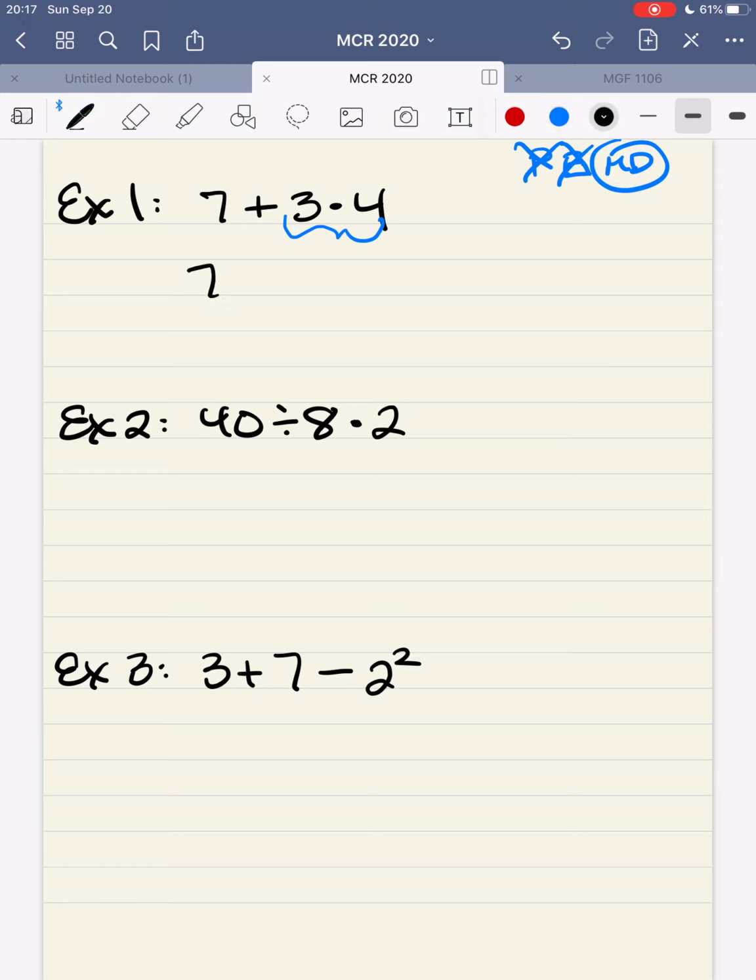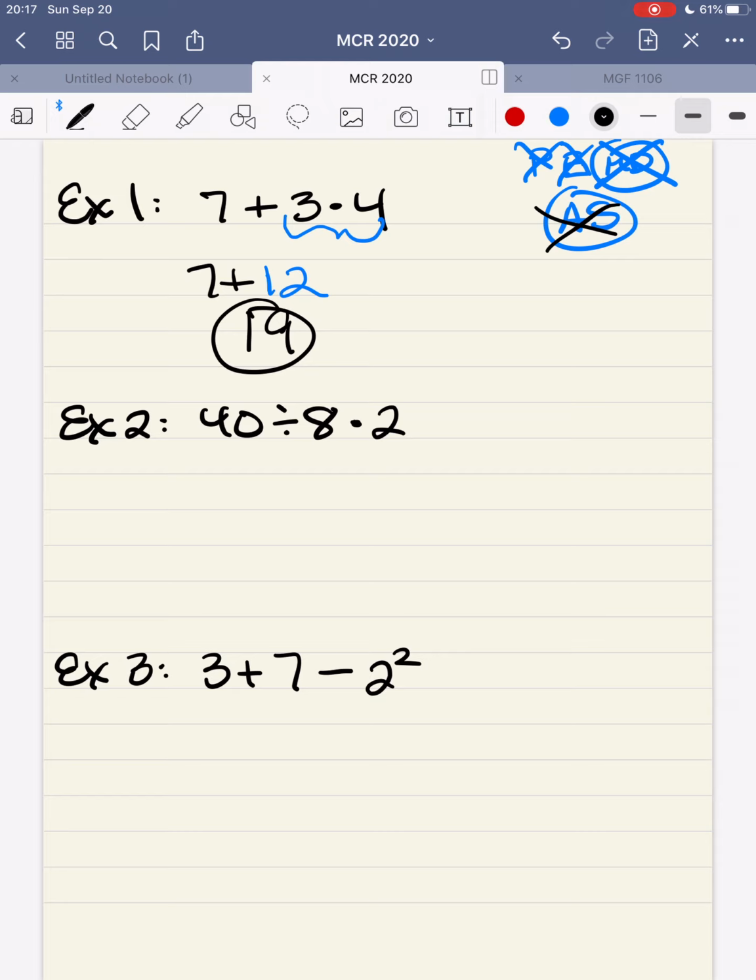So I have 7 plus, and 3 times 4 is 12. Okay. There's no other multiplication or division, so I'm done with that. Now I need to look at addition and subtraction. Right? And here I just have simple addition. So I have 7 plus 12 is 19, and I'm done.